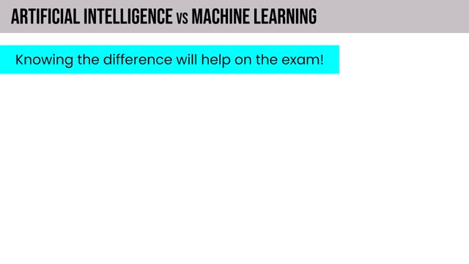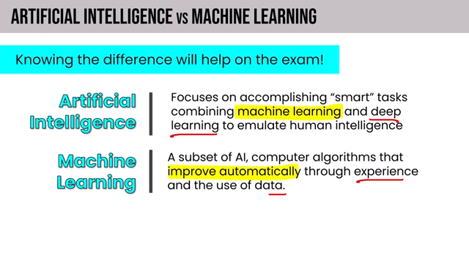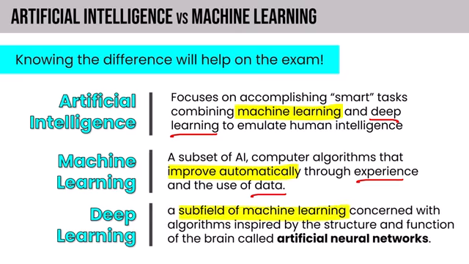So let's talk about artificial intelligence, machine learning, and deep learning. Knowing the difference can definitely help on really any security exam. So artificial intelligence focuses on accomplishing smart tasks, combining machine learning and deep learning to emulate human intelligence. And machine learning is a subset of AI using computer algorithms that improve automatically through experience and the use of data. Machine learning algorithms learn by being fed data to process and learn from. And deep learning is a subfield of machine learning concerned with algorithms inspired by the structure and function of the human brain, called artificial neural networks.